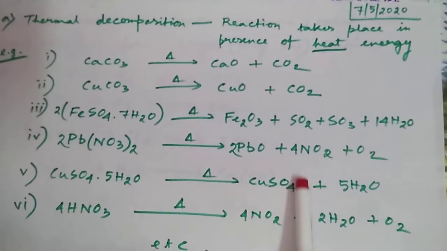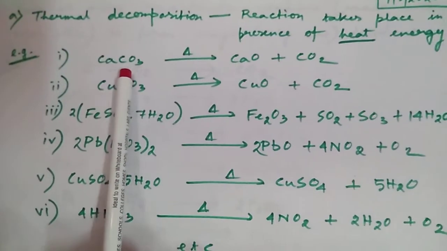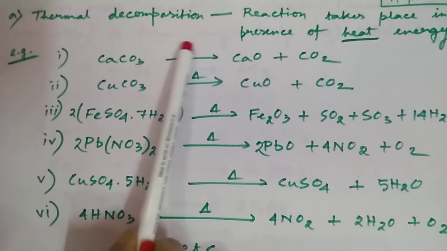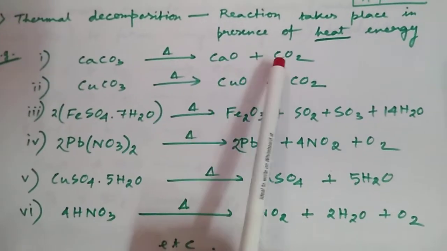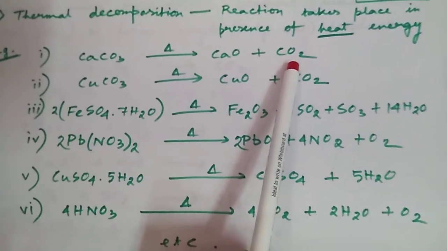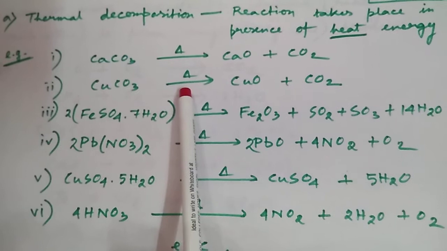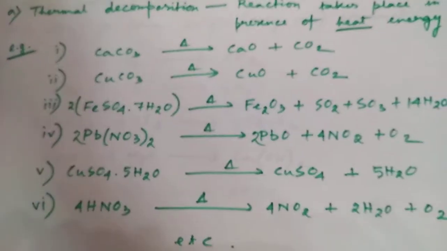Decomposition reaction takes place in presence of heat energy. There are many such reactions. A few are there. First, calcium carbonate solid is decomposed in presence of heat, this is the symbol of heat, to produce calcium oxide and carbon dioxide gas. Similarly, solid copper carbonate decomposes to produce copper oxide and carbon dioxide.